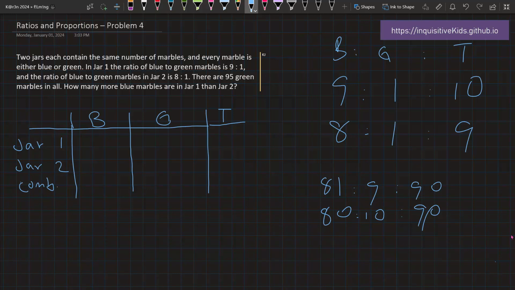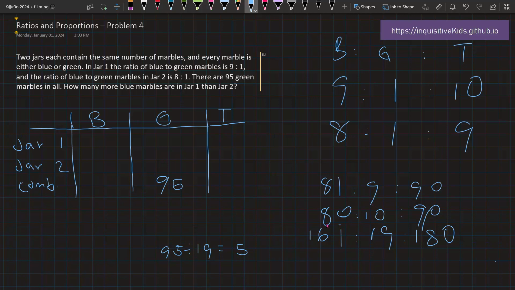Now let's add both of these together. So we have 161 to 19 to 180. We also know that there are 95 green marbles in all. So that's where we could put this. Combined, there are 95 green marbles. But here, 95 corresponds to 19 as a unit. So 95 divided by 19 is equal to 5. That means that one unit here represents 5 marbles.